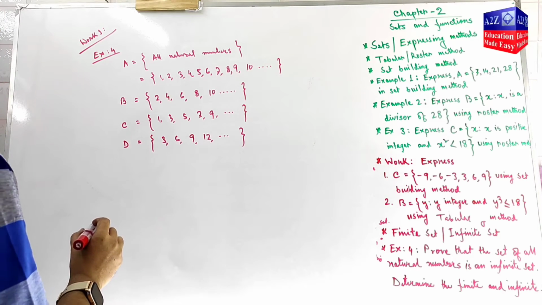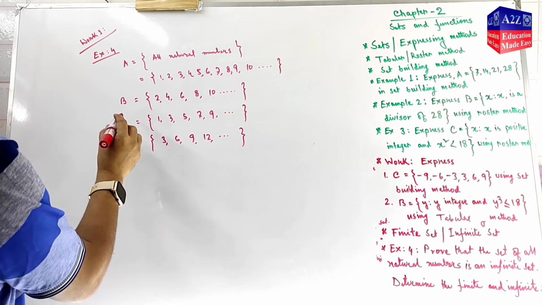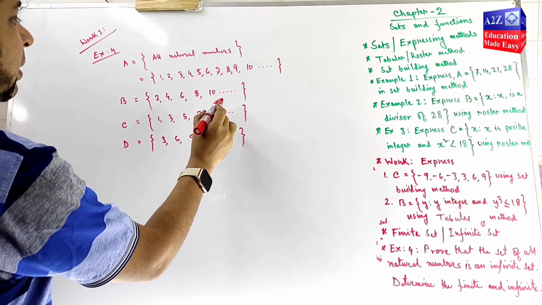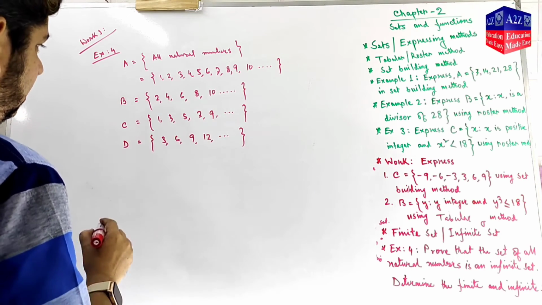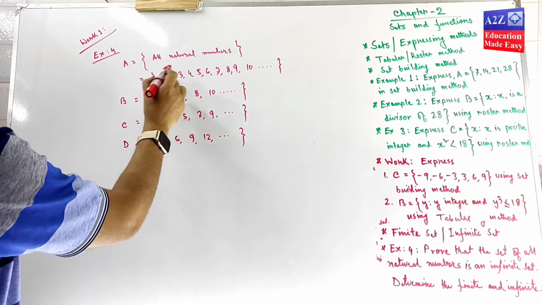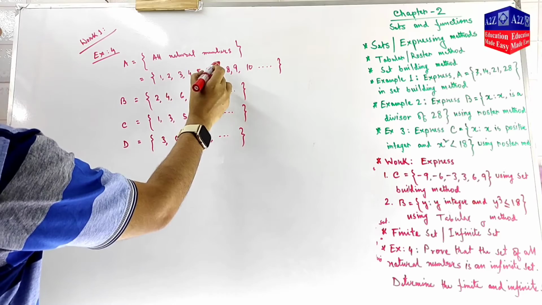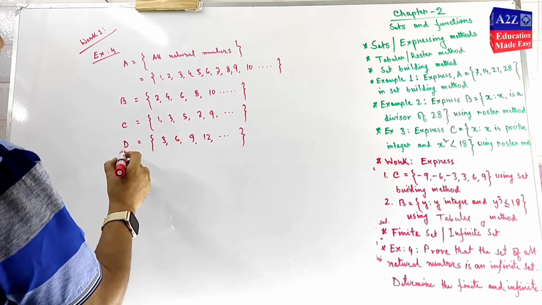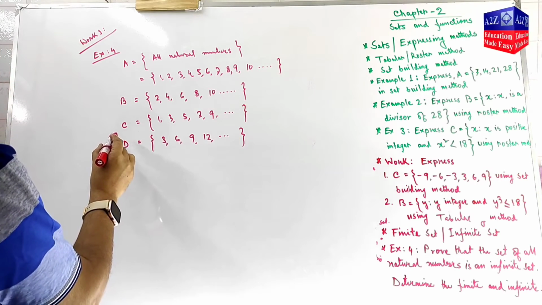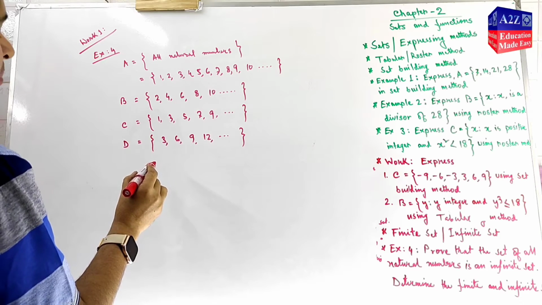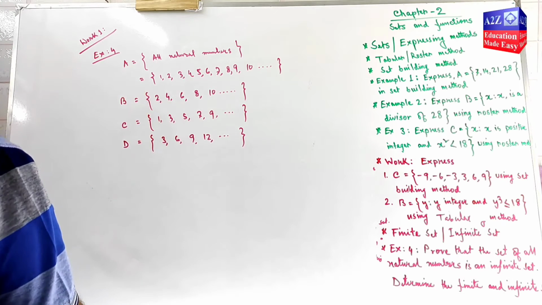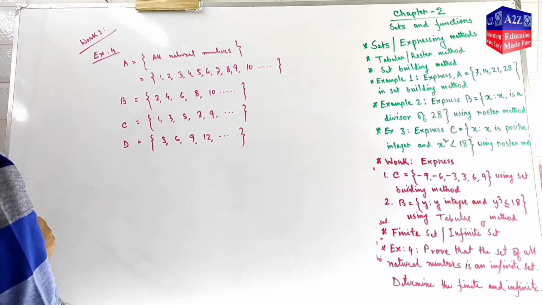Okay, now we can see that all the sets B, C and D contain infinitely many numbers. There is no limit over here. Since all these three sets have unlimited numbers, all these sets B, C and D are subsets of all natural numbers. Since B, C and D are infinite sets, the set A will also be an infinite set.